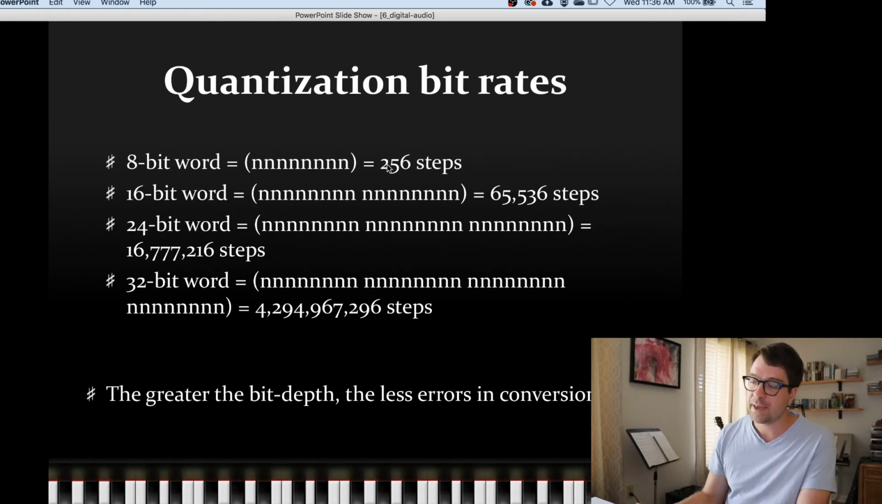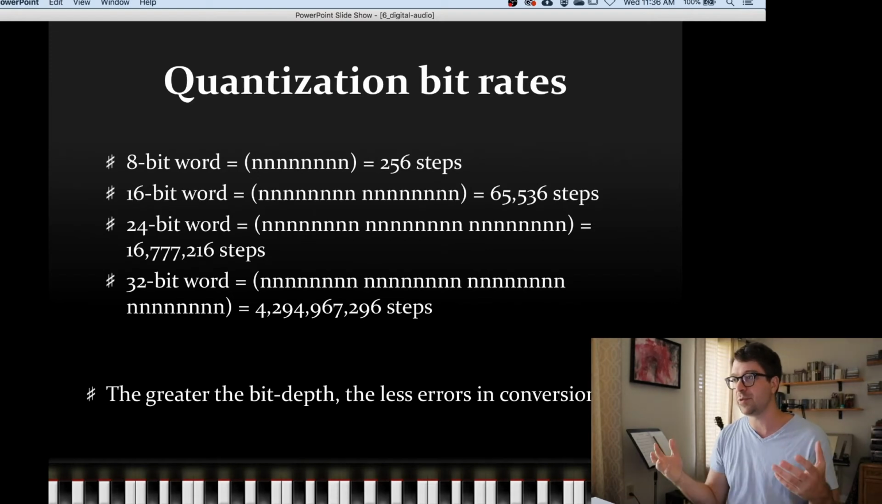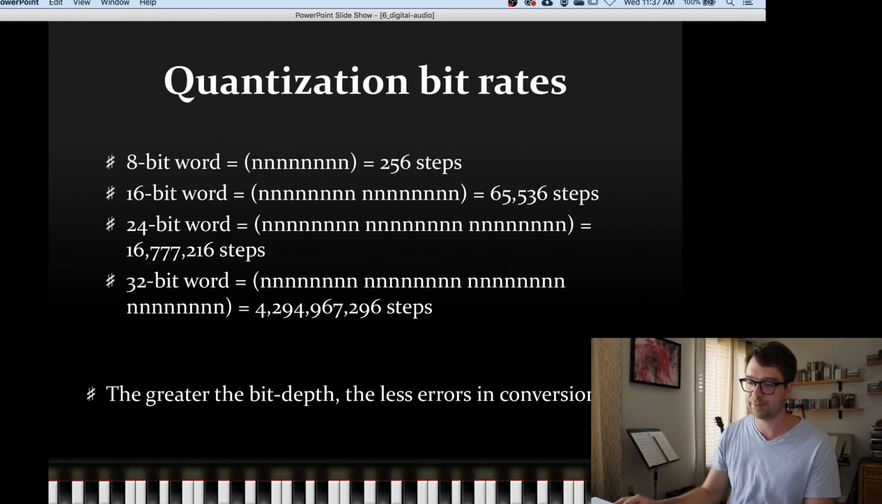8-bit was a bit rate often used in early video game console systems like the Nintendo Entertainment System, NES. 16-bit is commonly used for CD quality audio and is used on most video game consoles now. And 24-bit is the standard for film and video, and also because it synchronizes better with the 48K sample rate. So the greater the bit depth, the fewer the errors in conversion.